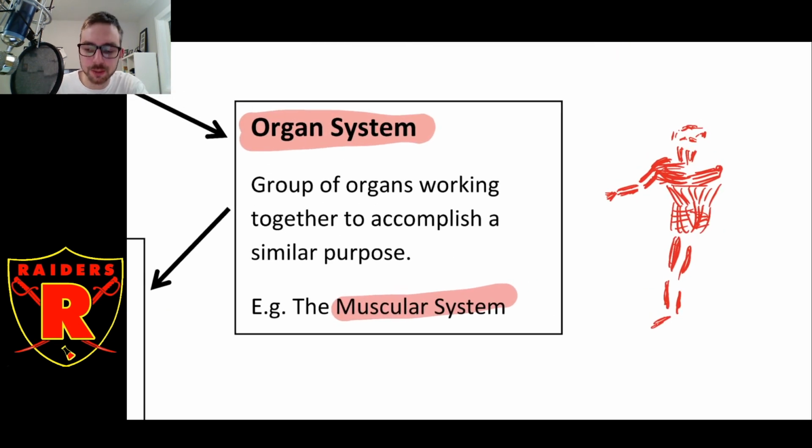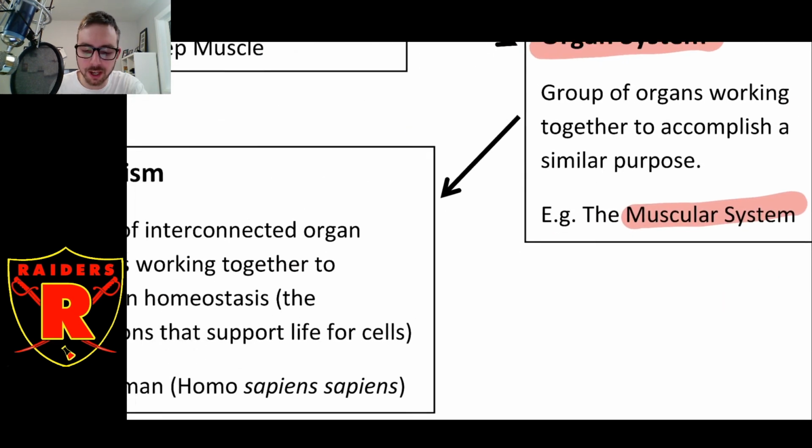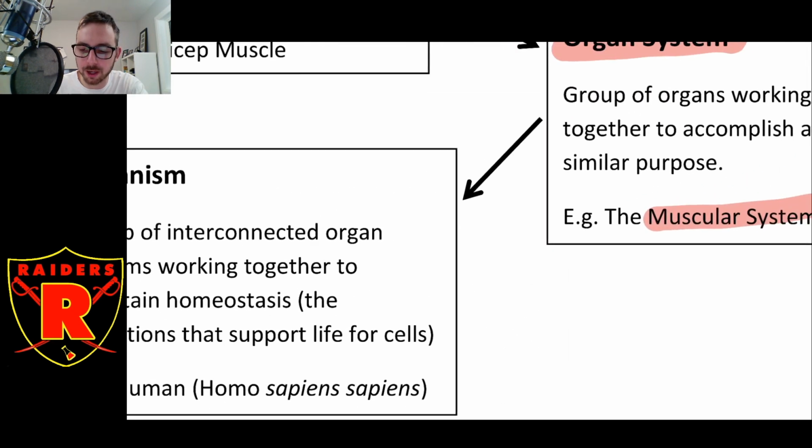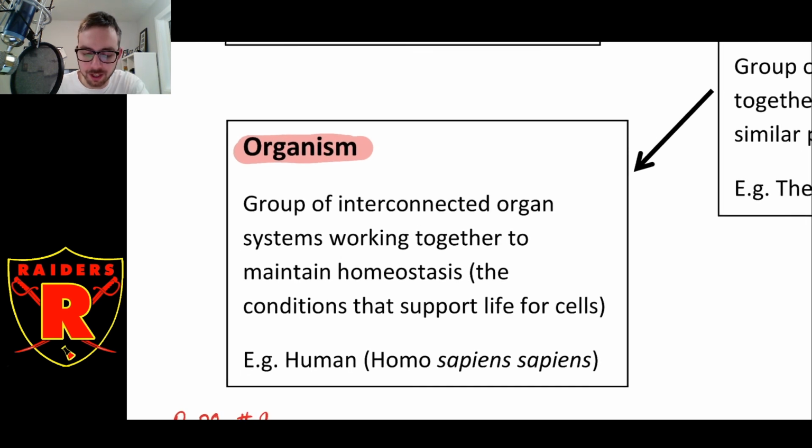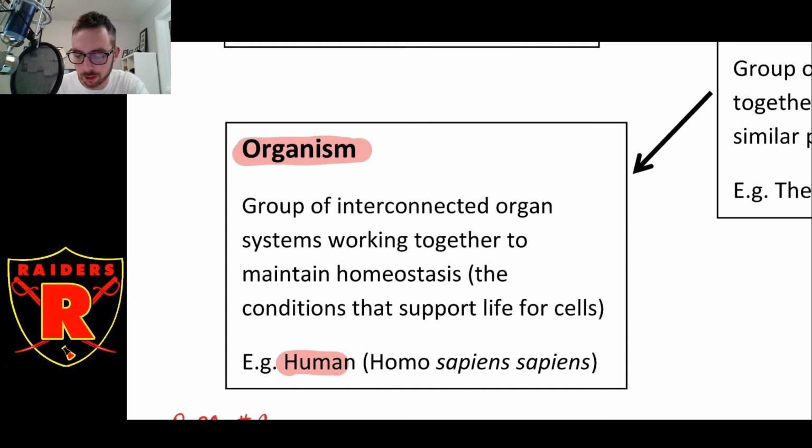So those are organ systems, and depending on the animal, obviously the systems can be different, but we're going to focus on humans. And lastly, if you bring a whole bunch of organ systems together, in the case of humans, 11, you get an organism. So an organism is the complete organism, all of their organ systems brought together. In our case, that would just be a human, or a Homo sapiens sapiens would be our species.